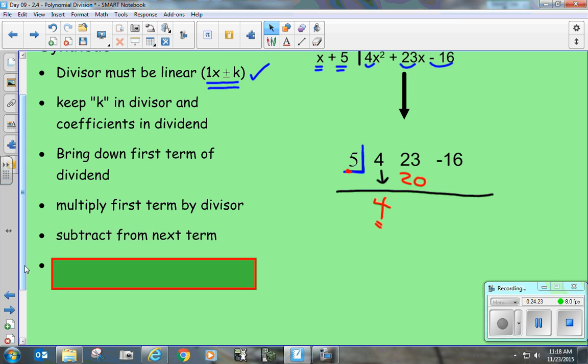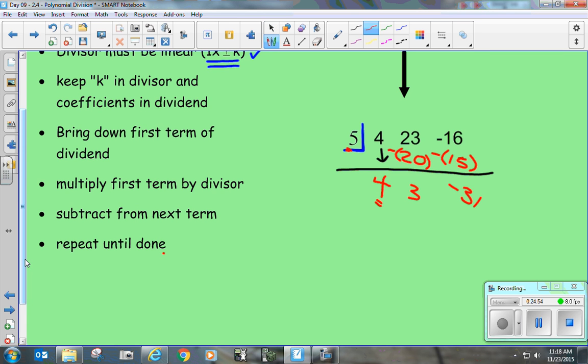I add that to my next one. What's 23 plus 20? Actually, I subtract it. What's 23 minus 20? That's what I do again. It's 5 times 3. What's 16 minus 15? No, 16 minus 15, excuse me. 16 minus a negative 15 would be a positive, or negative 31. Guess what? You repeat until you're done. This last term is always the remainder.